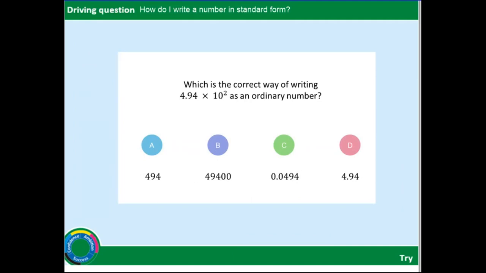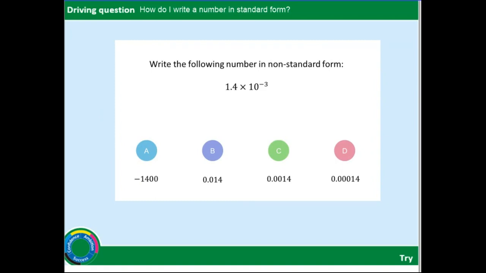Right, let's try some of these quick fire questions. Pause the video until you find your answer, A, B, C or D, and then play, and I will go through. Do this for each of the slides that are green. Which is the correct way of writing 4.94 multiplied by 10 squared? We're doing 4.94 multiplied by 100 or multiplying by 10 twice. So the correct answer is A.